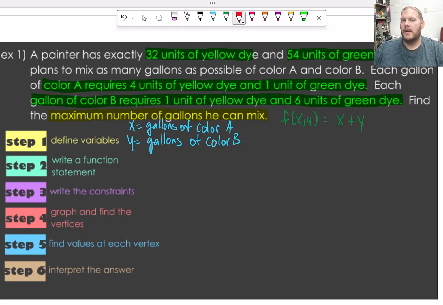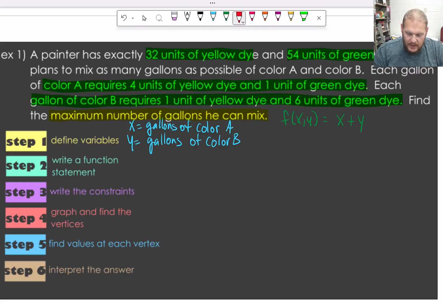So because those are our X and Y values, we're trying to figure out how many of each of those we can use. And this is where each of my 2 different dyes are going to represent a different inequality. So in this, I'm going to have one inequality written for each of my 2 different dyes.